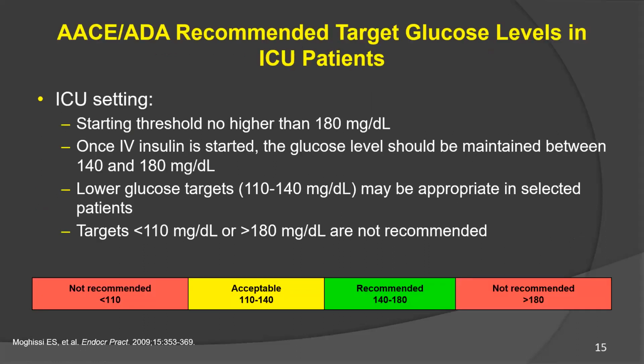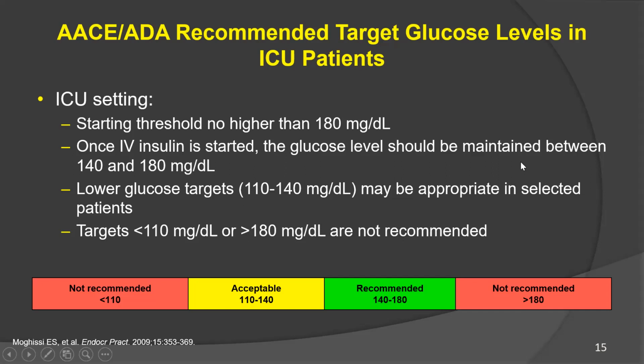Now, coming to the specific AACE and ADA recommended target glucose levels in ICU patients, I've explained this earlier as well, and these are just to go through them quickly. The starting threshold is no higher than 180, according to them. Once IV insulin is started, then the glucose level should be maintained between 140 and 180. You have to aim for this target level. Lower glucose targets, like between 110 to 140, may be appropriate in selected patients, and targets less than 110 and more than 180 are not recommended.